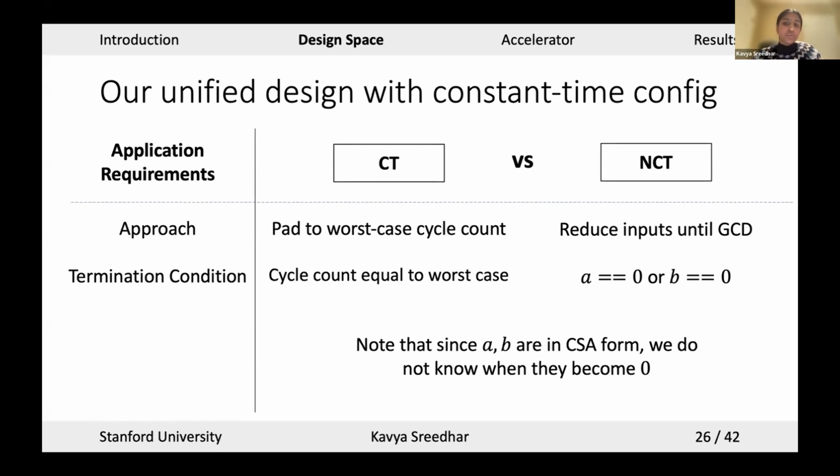And an important thing to note about our work is that since our numbers are in this redundant carry save form, we don't actually know when they became 0. So the algorithm will keep seeing that the number is even and then divide 0 by 2, and 0 by 2, and on and on. So we'll still result in a functional algorithm, even though we run past whenever one of our numbers becomes 0 and we found the GCD. And that way, for any input, we'll always run for the worst case cycle count and end up having a constant time implementation.